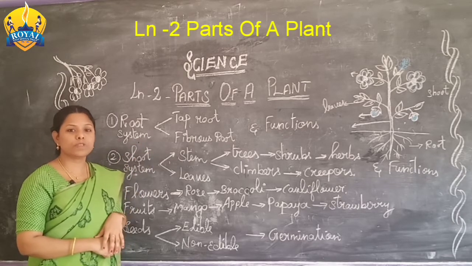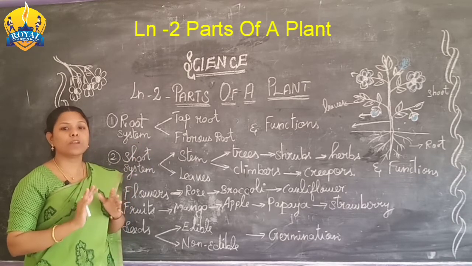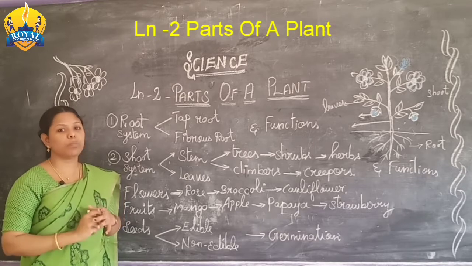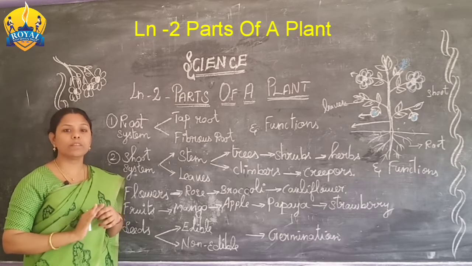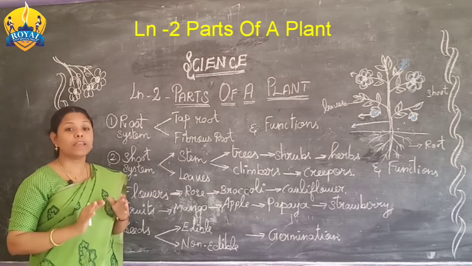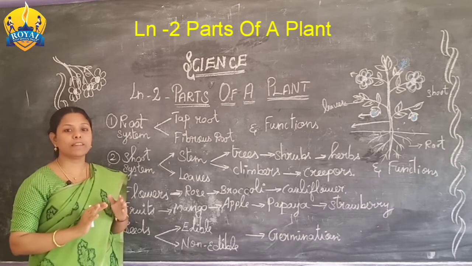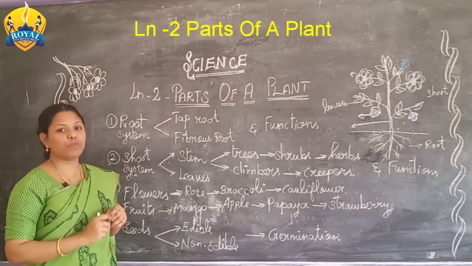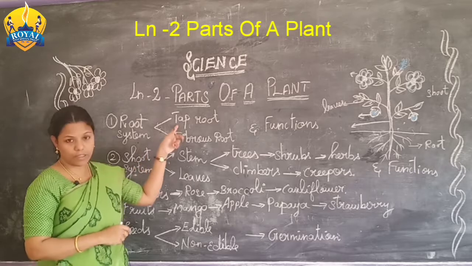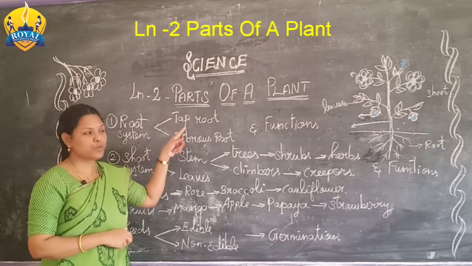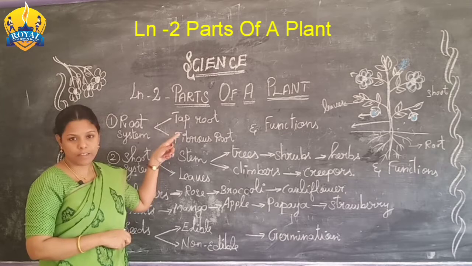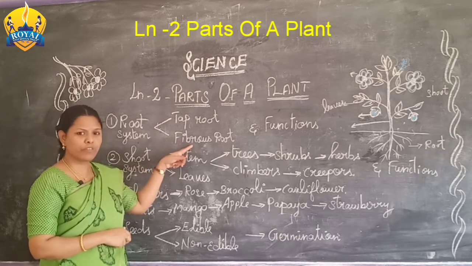In the root system, all plants do not have the same type of roots. All plants in this world do not have the same type of roots. Every different plant has a different type of root. The first one is the taproot and the second one is the fibrous root.